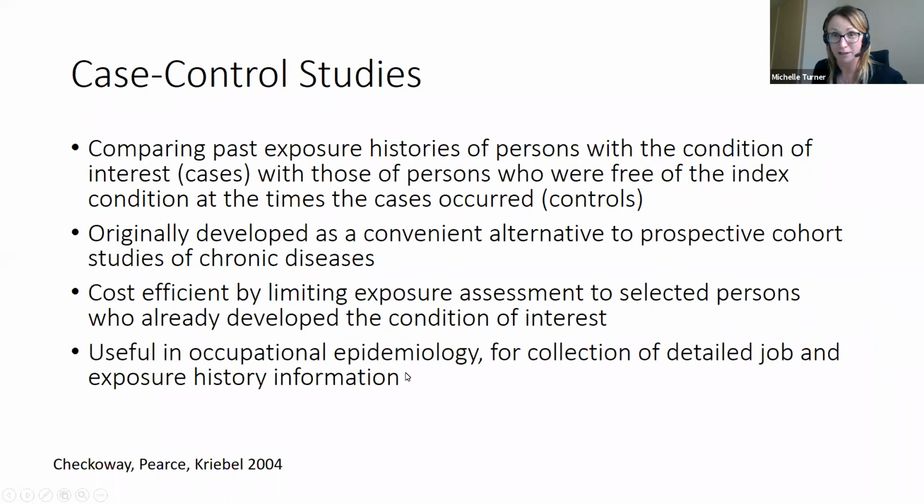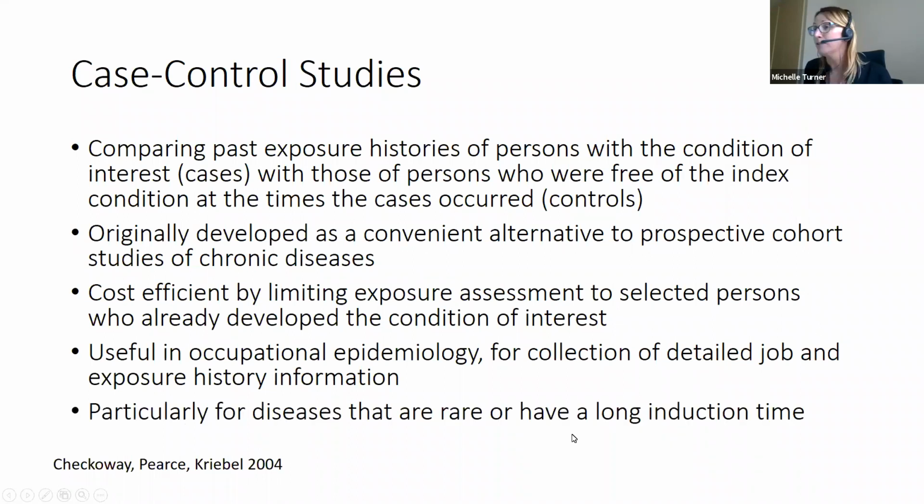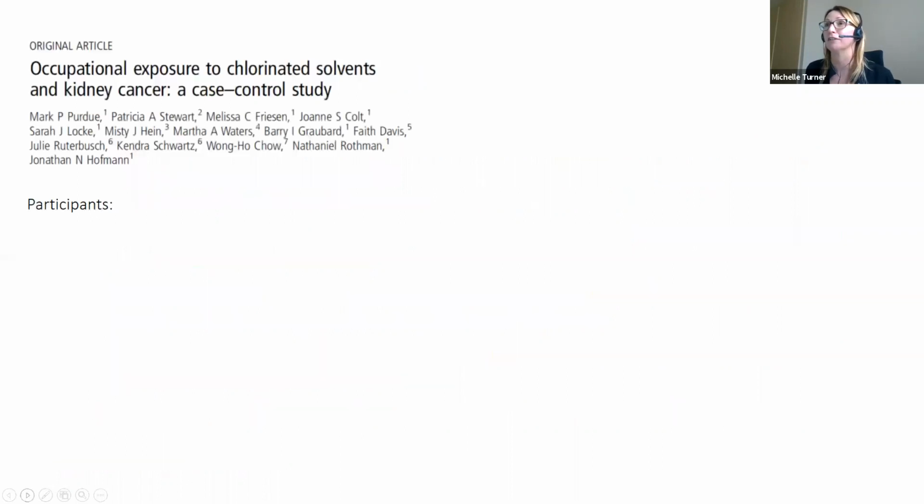So they are very useful in occupational epidemiology for this reason, for the ability to collect very detailed information about job and exposure information, usually much more detailed information than cohort studies usually. And they're very useful for diseases that are rare or have a long induction time. So for example, even if you have a cohort of 1 million people, and you follow them for 20 years, you may get very few cases of rare diseases in that cohort. And so going to another design here, case control design may be very useful.